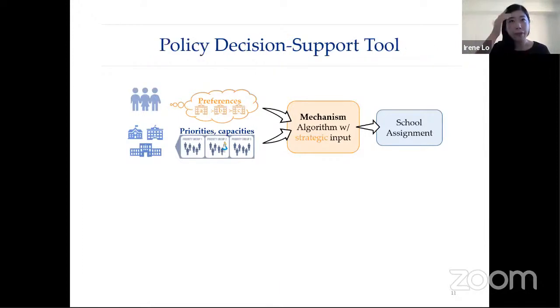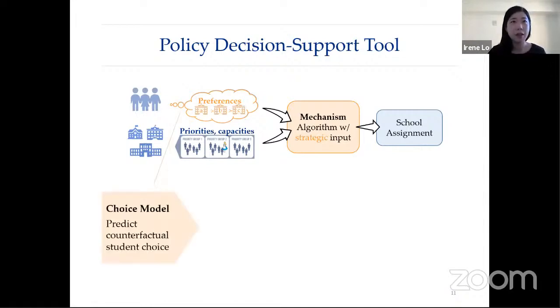But before I do that, let me tell you about this policy decision support tool that we built with the district. If we're trying to simulate what might happen with an alternative policy that takes into account all these pieces, then we need a decision support tool that also captures all of these pieces. In our decision support tool, the first piece was choice modeling. This enables us to do counterfactual simulation because we can predict counterfactual school choice.